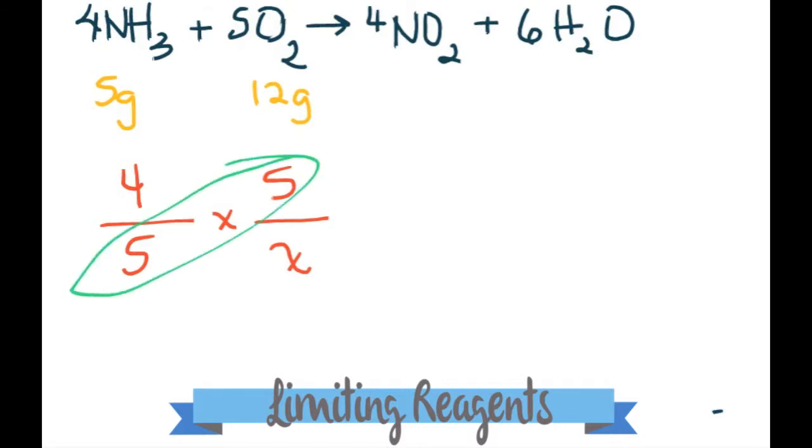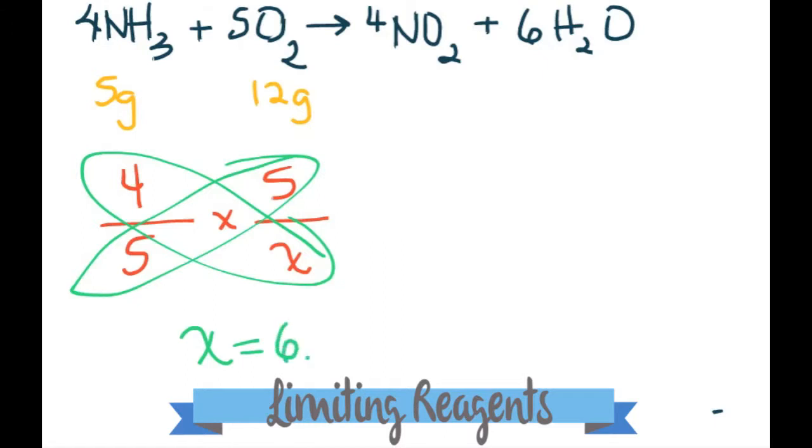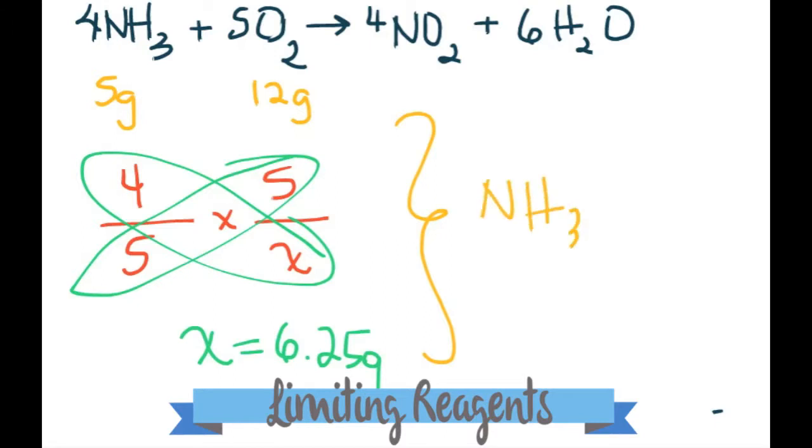But then we cross multiply and find out that the answer of X is 6.25. What we can see from this is that we have a lot of oxygen remaining, since we only need 6.25 grams of oxygen to react with 5 grams of NH3. Therefore, we can conclude that NH3 is the limiting reactant.